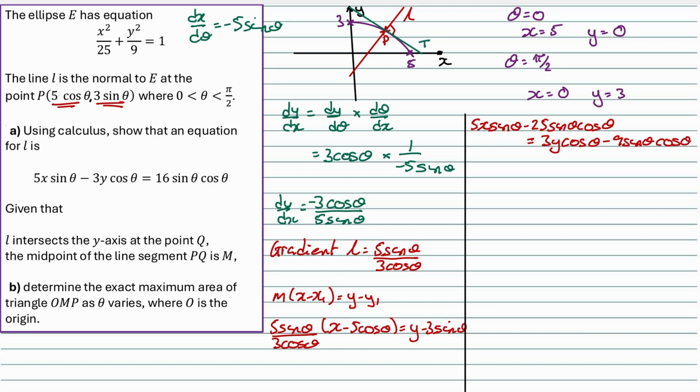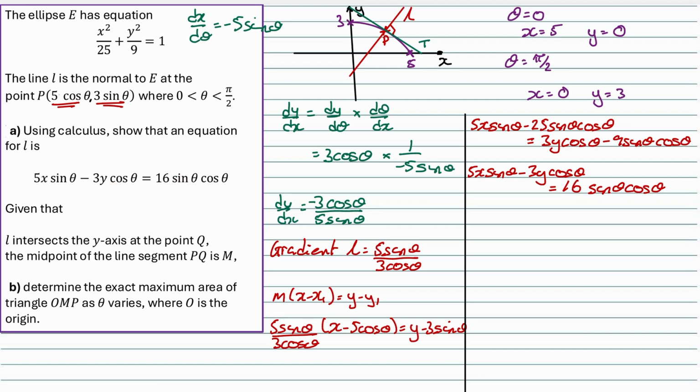So this is the general equation for L, but we need it to look like this. So we've got the 5x sine theta here. We just need to move the y over to the left-hand side. We can move this negative 25 sine theta cos theta to the right-hand side. Then we'll have a negative 9 plus the 25. So we'll have 16 sine theta cos theta. And this is the equation we were asked to find here. Okay?